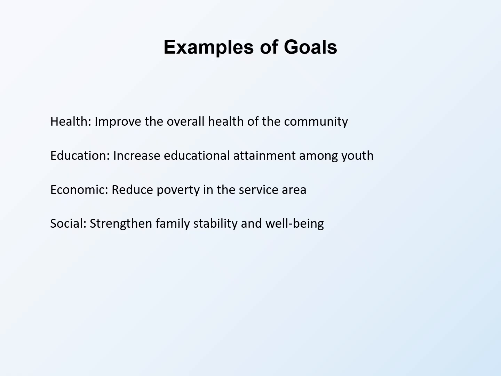An economic goal might be to reduce poverty in the service area. This points toward a desired state without specifying measurement methods or quantitative targets. A social goal might be to strengthen family stability and well-being. This captures intent without defining what stability means or how well-being will be measured.